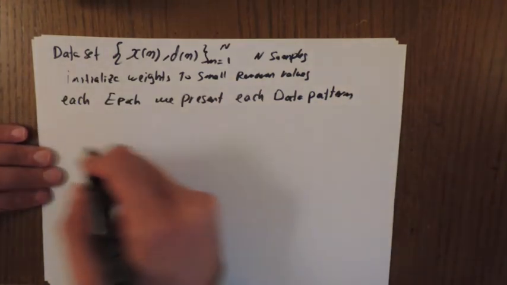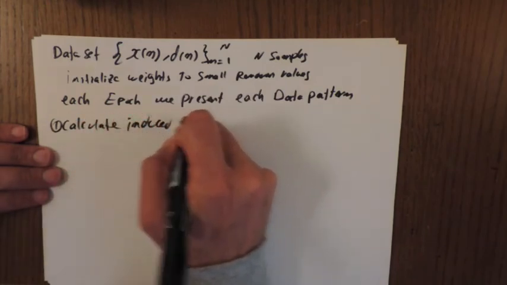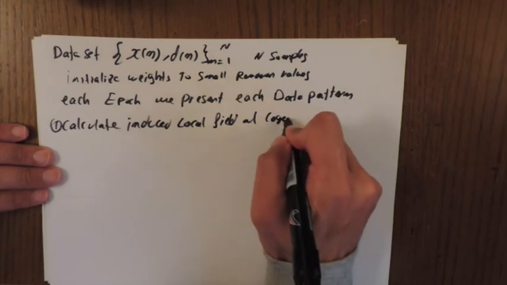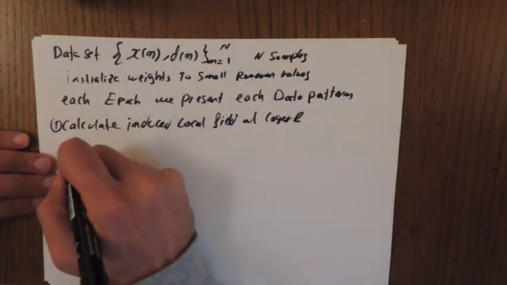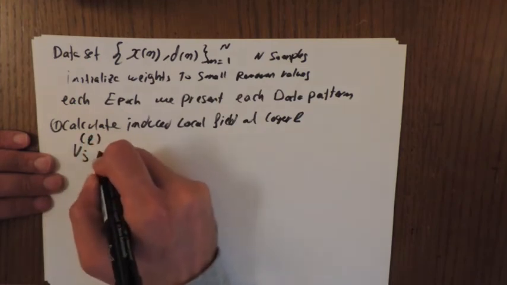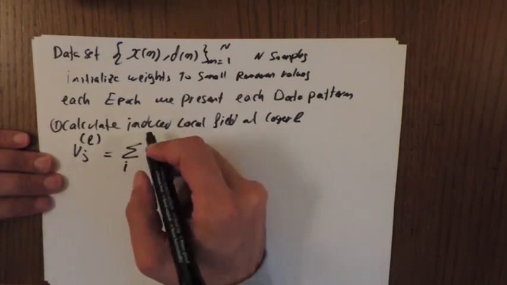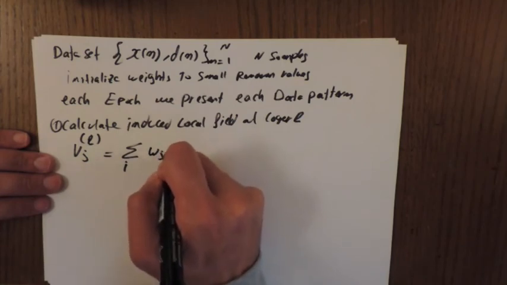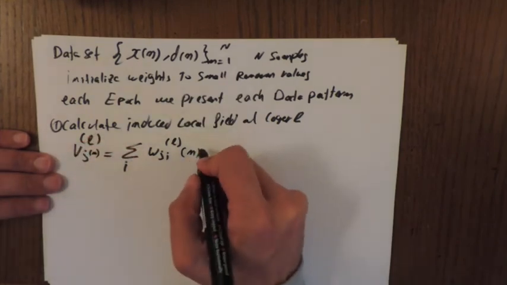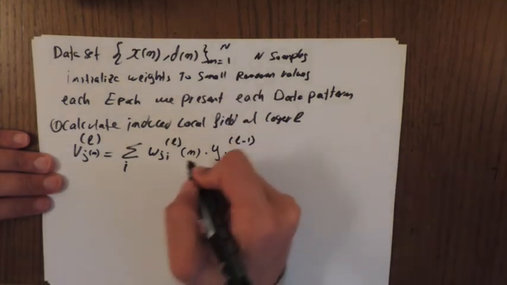Okay, so first step, we calculate the induced local field at layer L. So this will be Vj of L. This is equal to the summation for i going over all the neurons in the previous layer of Wji of L at dataset n times yi of L minus 1, which is the input from the previous layer.